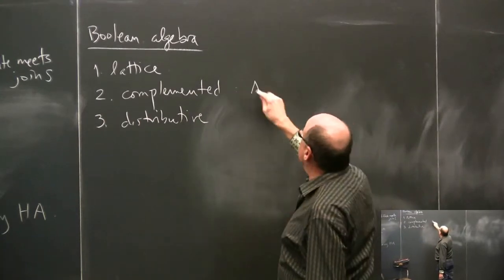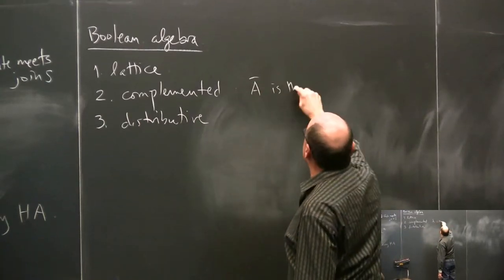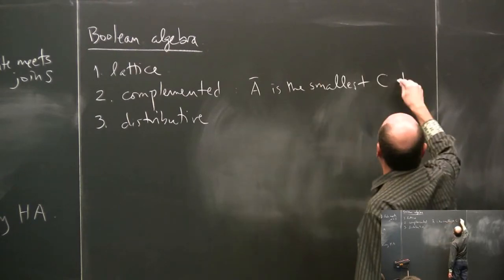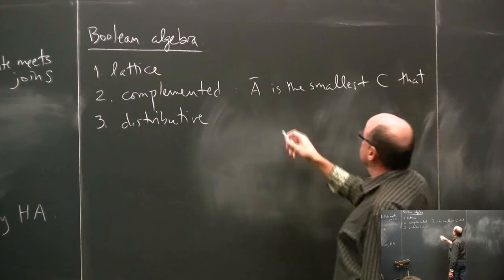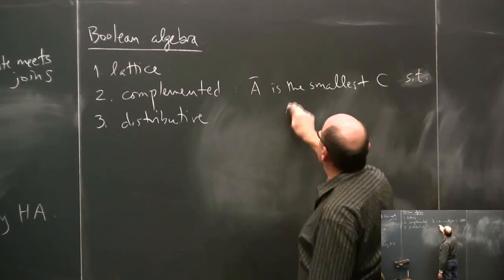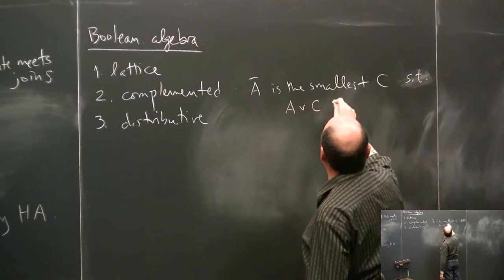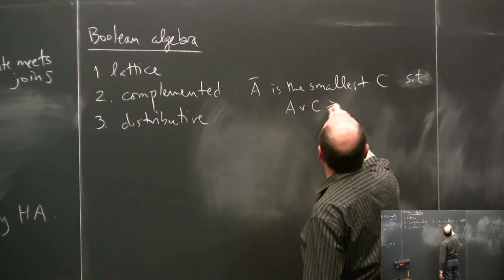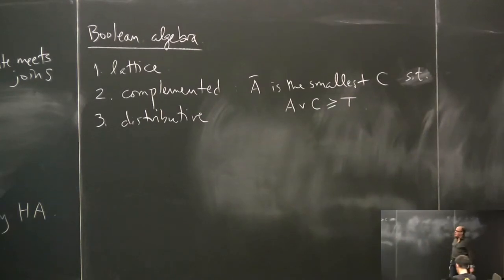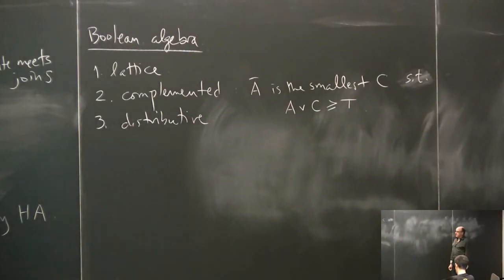That is that A bar is the smallest C that fills up A. Or we can say such that if I take A and join it with C, then that will be at least top. But of course it's at most top, but we can write it like that. So it has a kind of universal condition as well. All right, so that's the sort of usual setup.